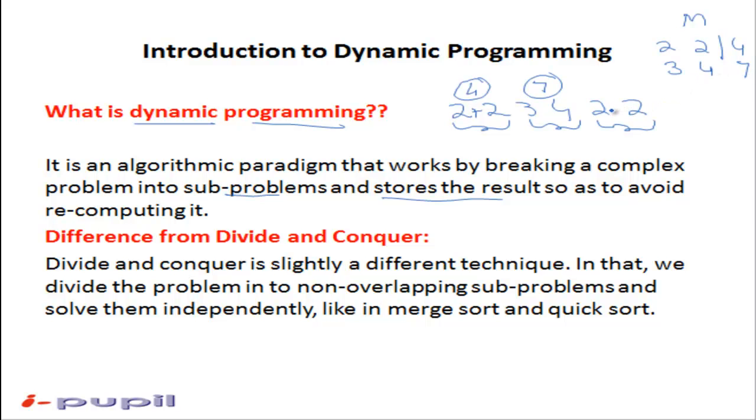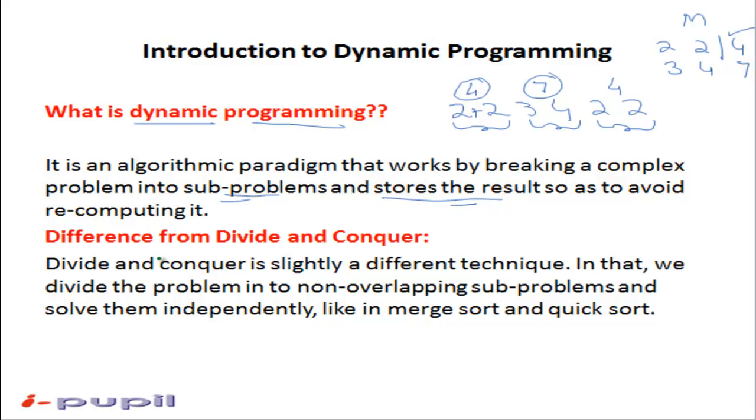Next we are supposed to sum 2 and 2 again. But we already have the result 4 in the memory. So we need not recompute it and we simply write 4 for this. Thus, this is the concept involved behind dynamic programming, that we divide the problem into sub-problems and store the result so as to avoid recomputing it.